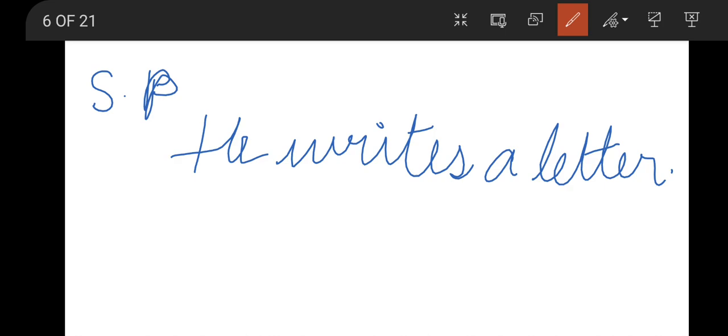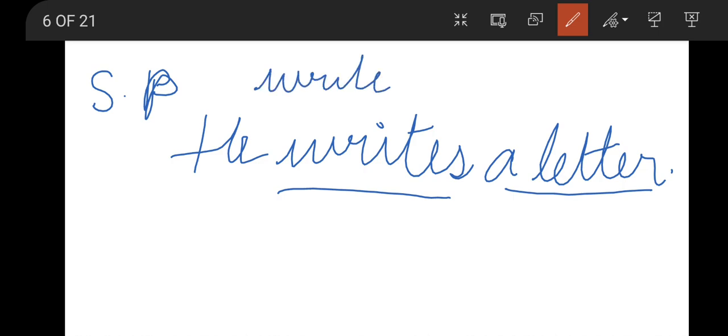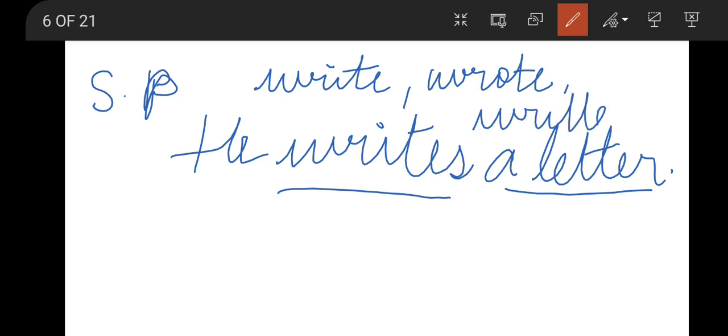He writes a letter. My teacher told me that I have to change my object to subject, subject to object, and depending on my verb, the tense will be the same, but I have to use the third form of the verb, that is the past participle form of the verb. So writes is my verb here. So what are the three forms of write here? Let me write it for you. Write, wrote, and the third one, the past participle form, is written. So definitely we are going to use written in these kinds of sentences.